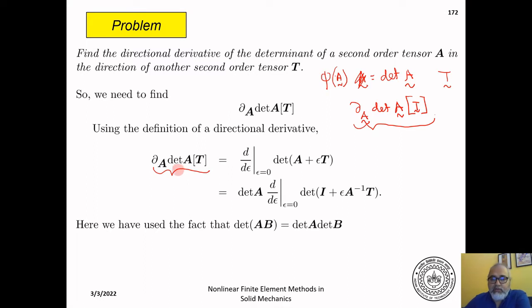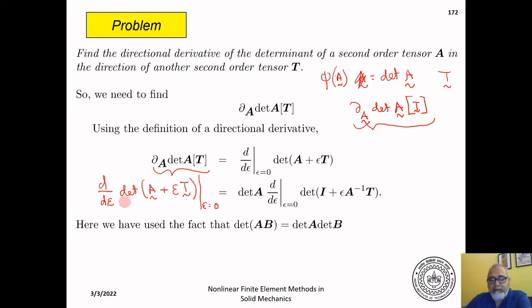So using the basic definition, this is what we need to find. What we have to do is determinant of A plus a small perturbation given in the direction T, so epsilon T. This is what we will have to evaluate, and we will have to do d d epsilon of this for epsilon equal to 0, and this will give us the quantity that we want.